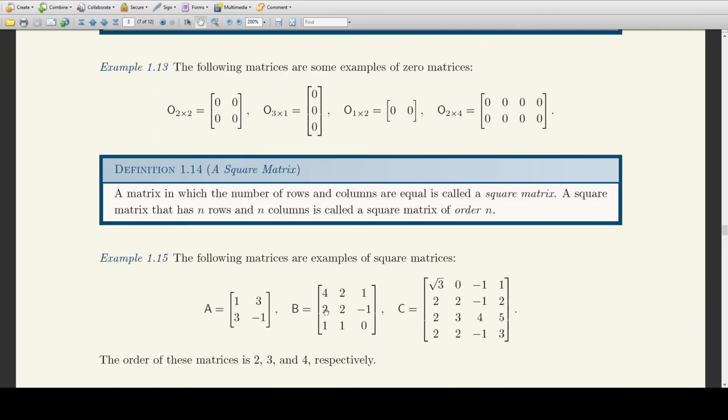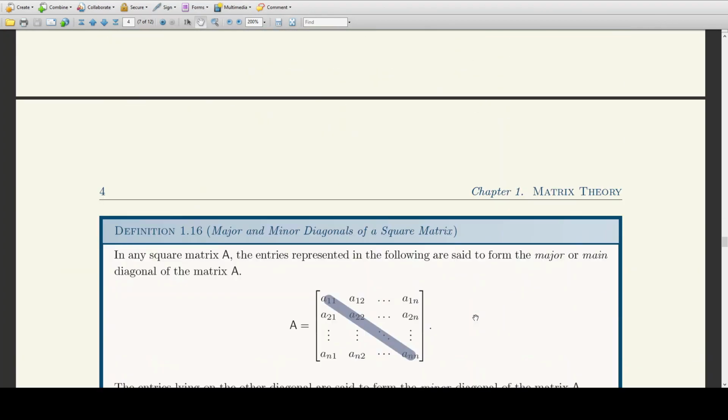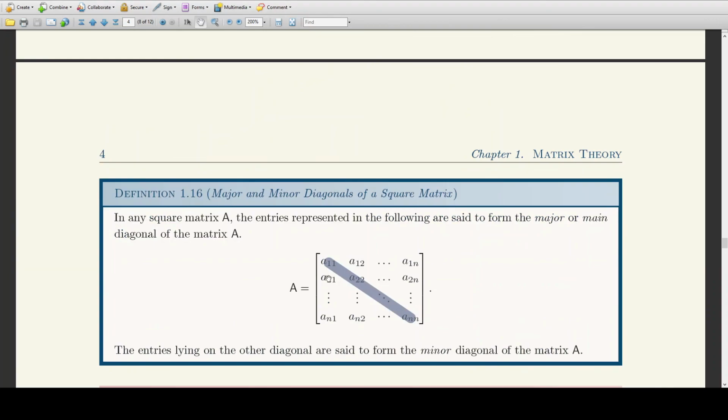So the following matrices are square matrices. The first one is of order 2, the second one is of order 3, the last one is of order 4. But one thing that is important, and I probably finish this lesson with this, is the major and minor diagonals of a square matrix. It's just a terminology, but it's extremely important to know. So you see these entries that I have highlighted here, we say that they form the main diagonal of a square matrix. What is the property of the entries on the main diagonal? Can you see that?